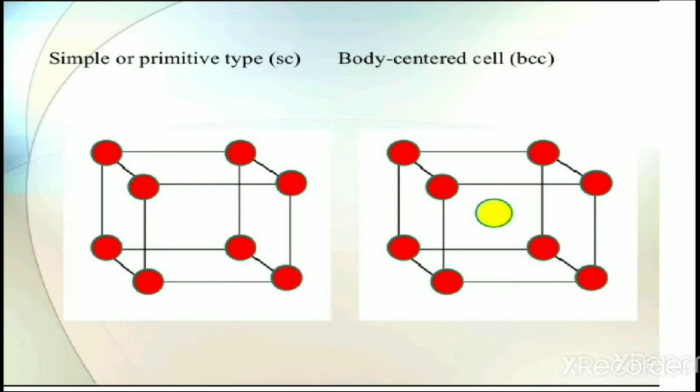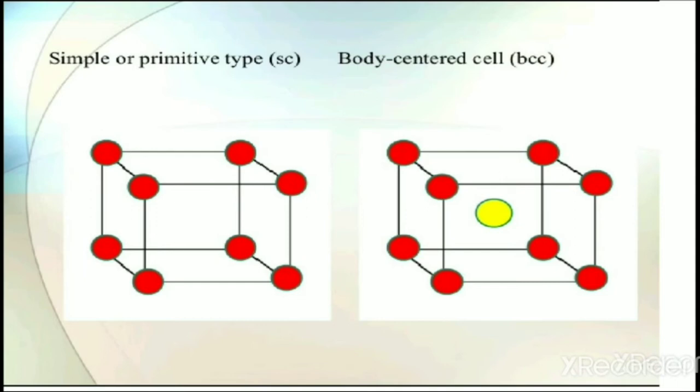In the case of primitive unit cells, when particles in the unit cell are present only at the corners, it is called a primitive unit cell, or simply a simple unit cell. Centered unit cells: when particles are present at other positions in addition to those at the corners in a unit cell, it is called a centered unit cell. There are three types of centered unit cells: body-centered unit cells, face-centered unit cells and end-centered unit cells. Among these, the most important ones here are given below.